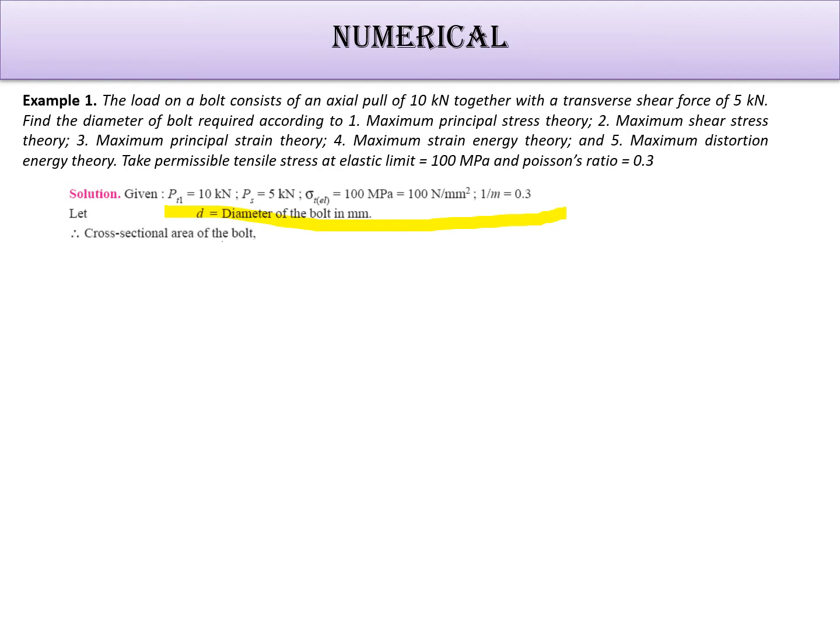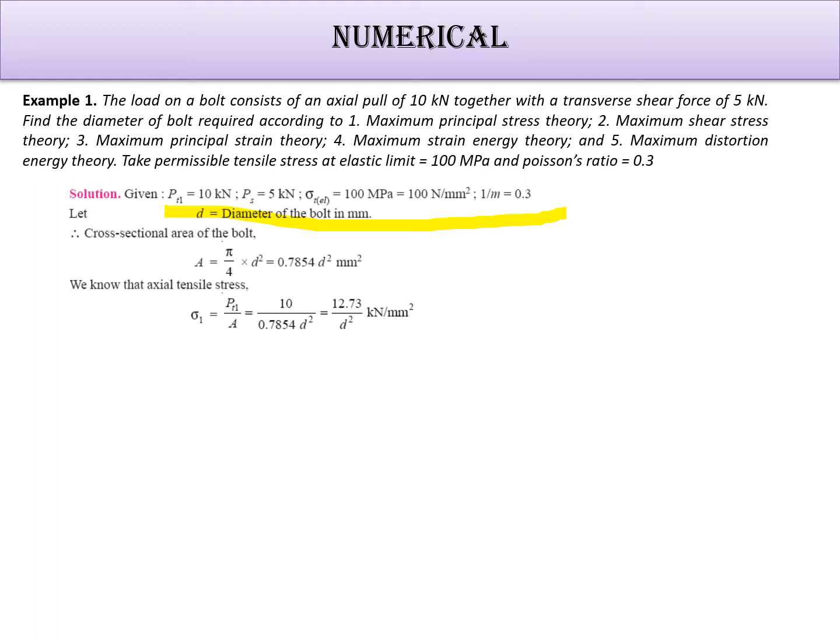Now consider the area of the bolt: area is equal to pi by 4 d square, which is 0.7854 times d square. So we get the area first, and the axial tensile stress sigma 1 is equal to P_t1 by A. The axial pull is given as 10 kilonewton, so it is 12.73 upon d square kilonewton per mm square.